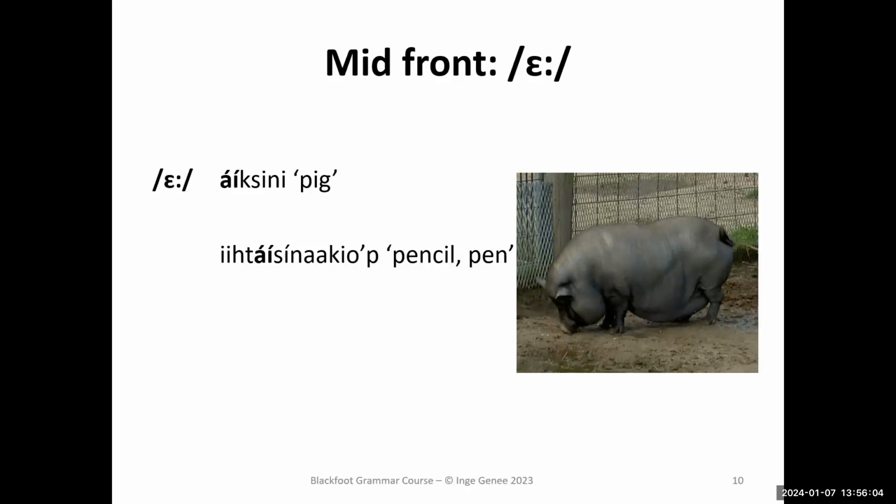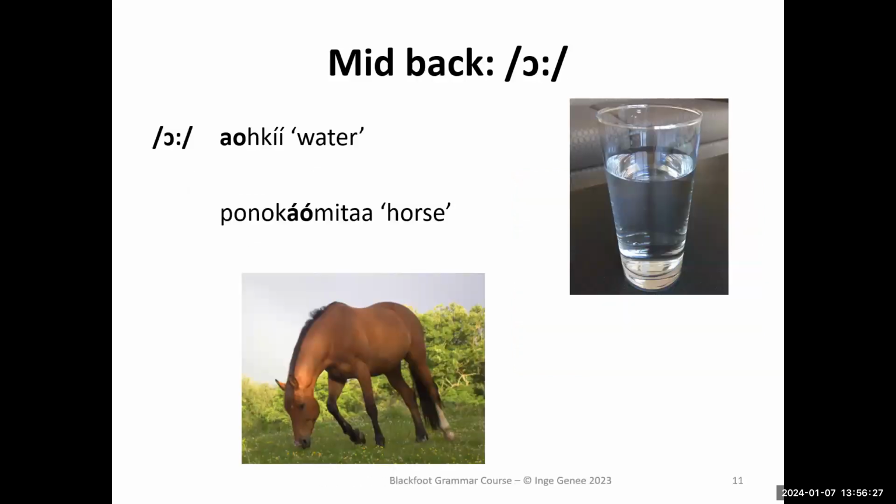There are also 2 mid-vowels in Blackfoot, a mid-front vowel and a mid-back vowel. These vowels are always long. The mid-front vowel is ä. It can be heard in ägseni and istäsinakyo. The mid-back vowel is o. You can hear it in uhki and ponokomita.